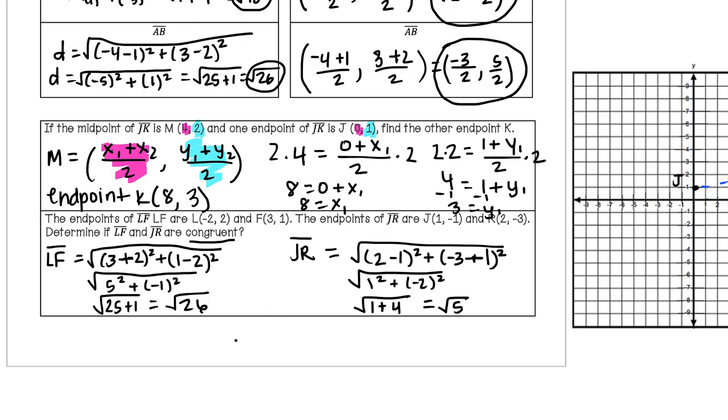That also cannot be simplified, and we were questioning whether LF is congruent to JR, while the square root of 26 is not equal to the square root of 5, which means that this would not be true. Those two segments are not congruent.